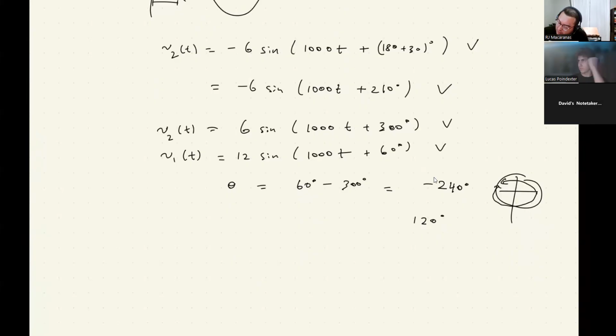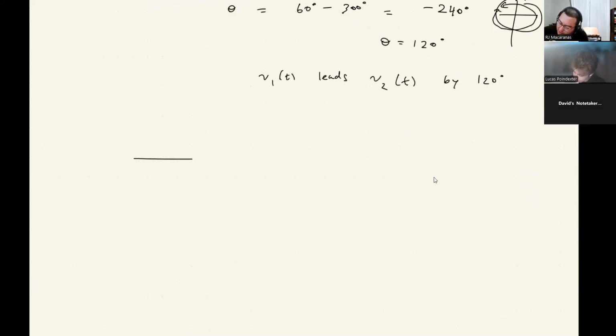So that's the angle between these two guys, and they didn't really label it anything. I'm just going to call it theta. One way to look at this is that V1 is leading by 120 degrees, or you could also say that V2 is lagging, right? So I'll say V1 leads V2 by 120 degrees.